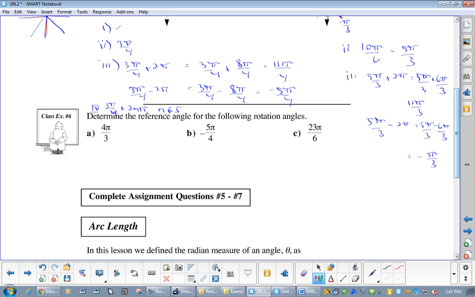So we might have to go again to do another one. But the general solution is the principal angle, which is 5 pi over 3 plus 2n pi, n is in the integers.